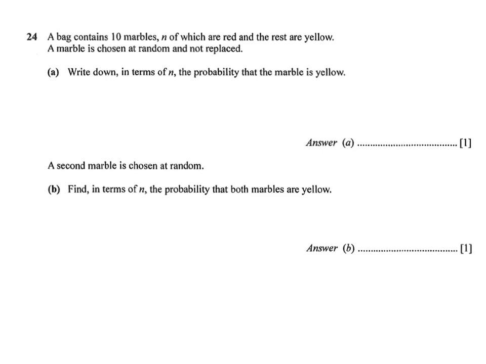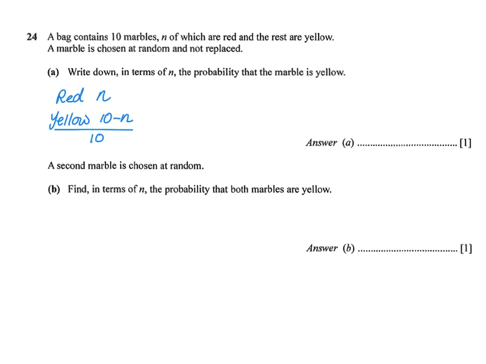A bag contains 10 marbles, so we have a total of 10 marbles, and n of which are red. So for red, there are n of them, and the rest are yellow. So how many of them are yellow? That will be a total of 10 minus n.